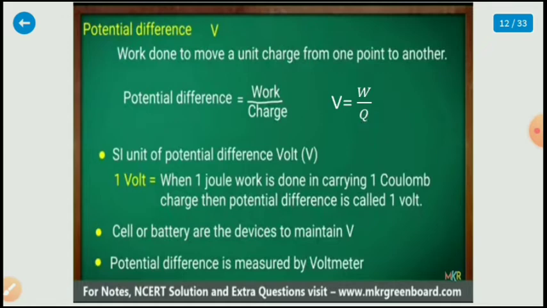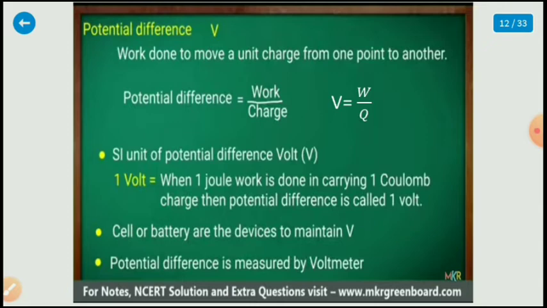The SI unit of potential difference is volt. When 1 joule of work is done in carrying 1 coulomb of charge, then the potential difference is called 1 volt. So that is the 1 volt value.